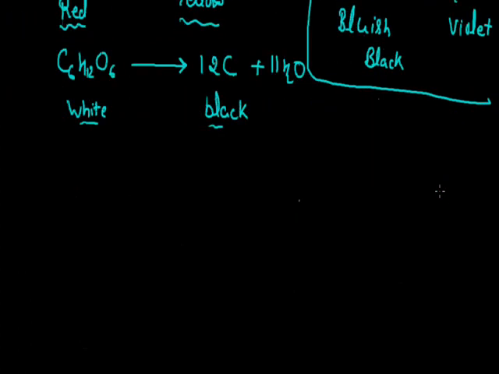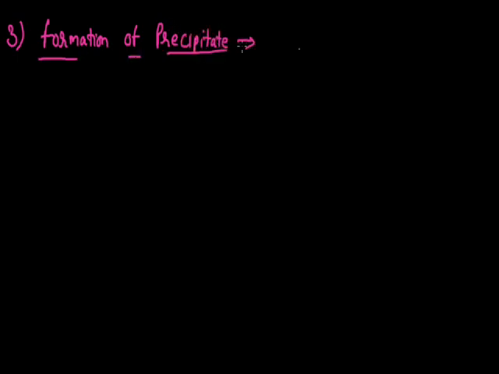If I talk about the third characteristic of a chemical change, the third characteristic of a chemical change is formation of precipitate. Now, before we talk about the formation of precipitate, first of all, we will be talking about this precipitate. What do we mean by this term?